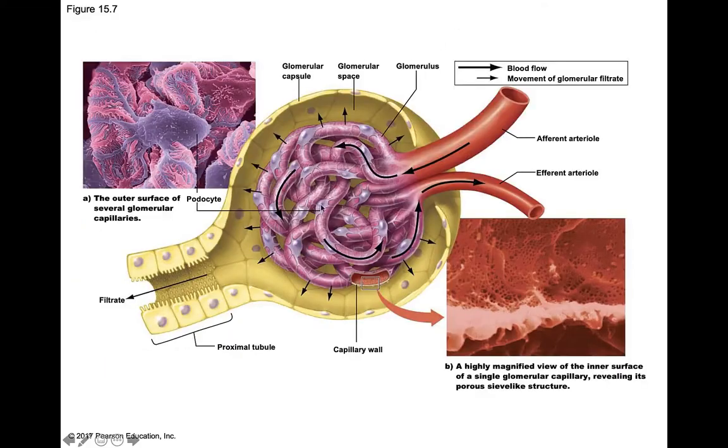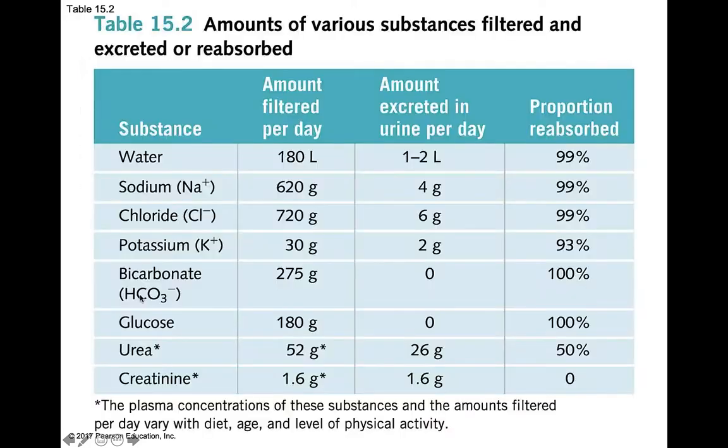Here you can see a little more clearly that nest of capillaries, and you can see slits. So it's much more porous than other capillaries. The filtrate is now going to leave and enter the proximal tubule. Now, as noted previously, the proximal tubule is where most reabsorption is taking place.